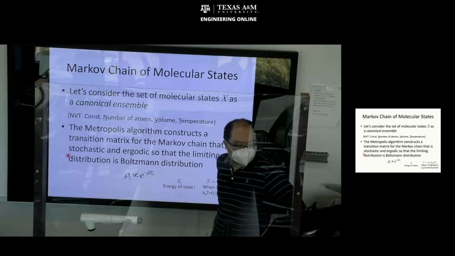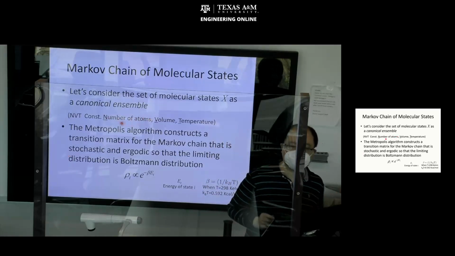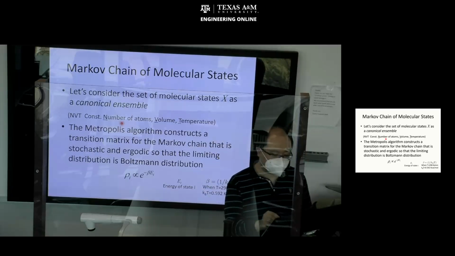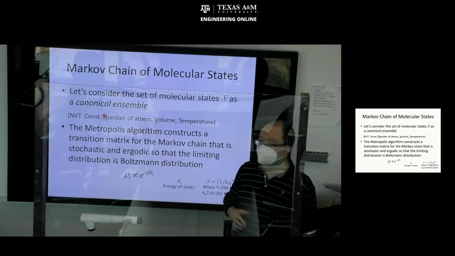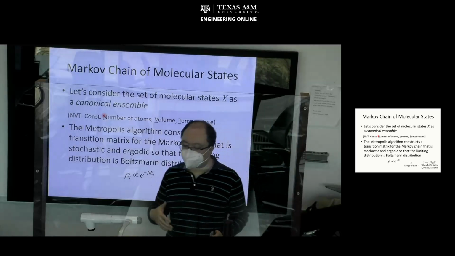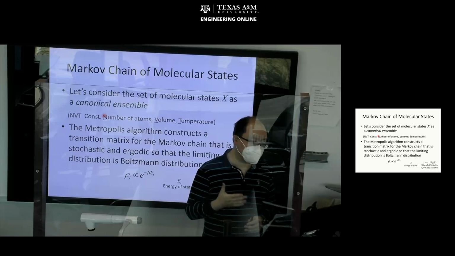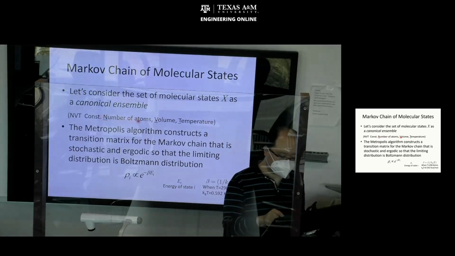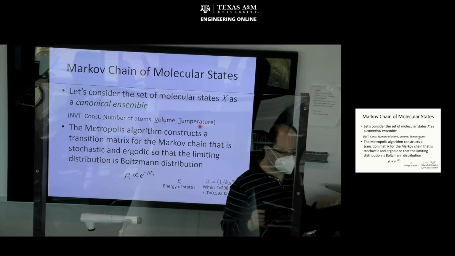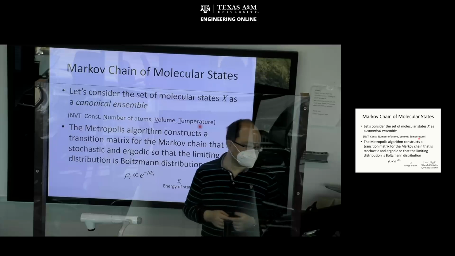Let's consider in this case a canonical ensemble. That's a terminology for saying that we have a constant number of atoms in the system, constant volume and constant temperature. It's an NVT ensemble, called a canonical ensemble, okay? There are different ways of simulating the molecular states. This is one kind of ensemble, NVT: constant number of atoms, volume, and temperature. There are other kinds of constant choices as well. For instance, you could have constant pressure, right?